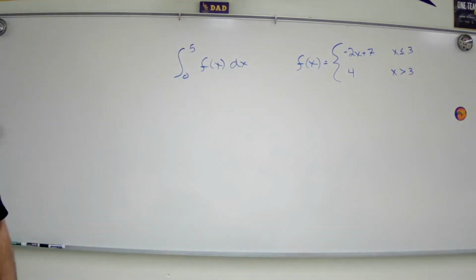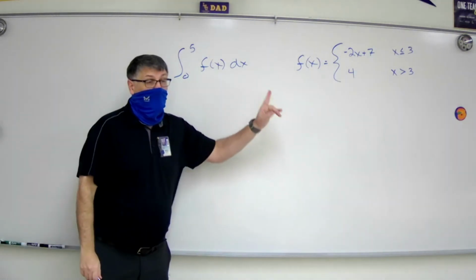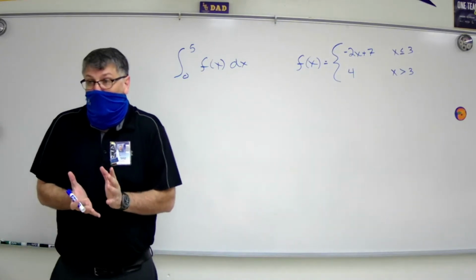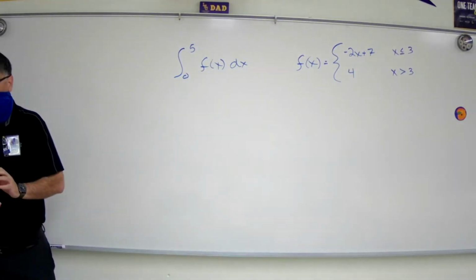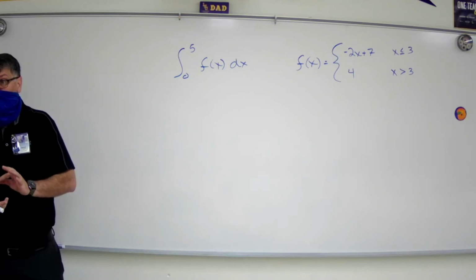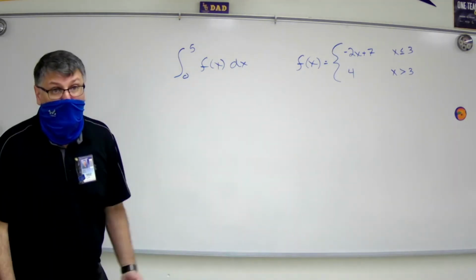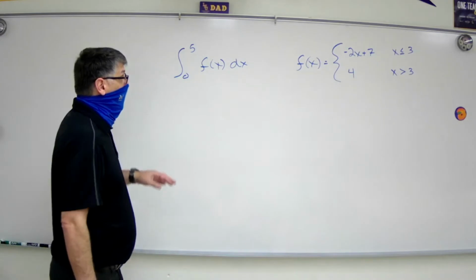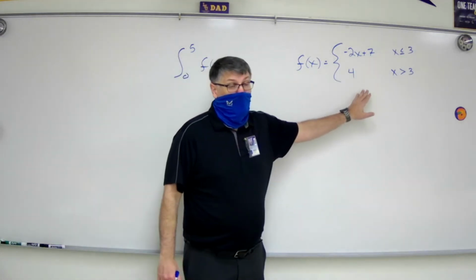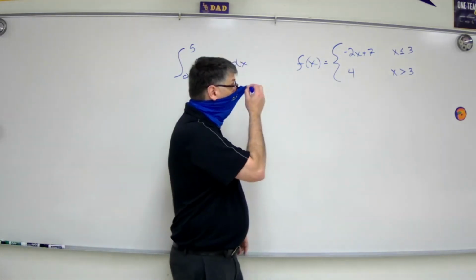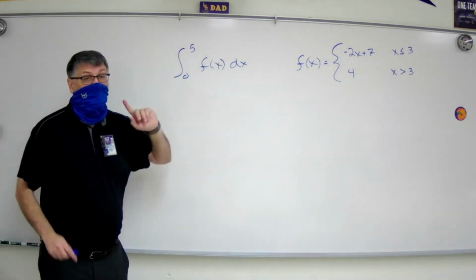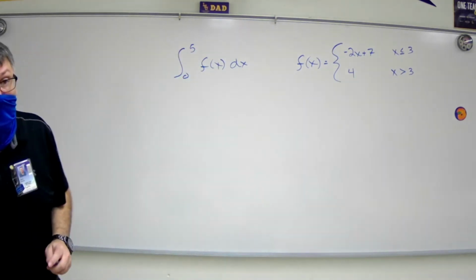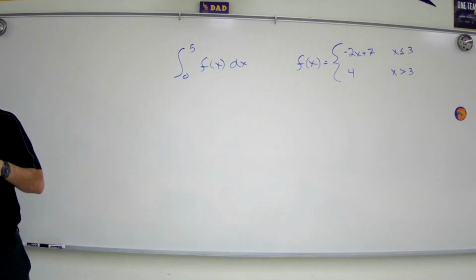So what does that actually mean? We're going to split it for sure because it's a piecewise function, but what does the integral mean? What are we actually trying to find? We're using geometry to find what? Area. So we want to know the area of this piecewise function from where to where? From 0 to 5. So we need to graph this piecewise function to see what type of geometric shapes we're going to have, right?